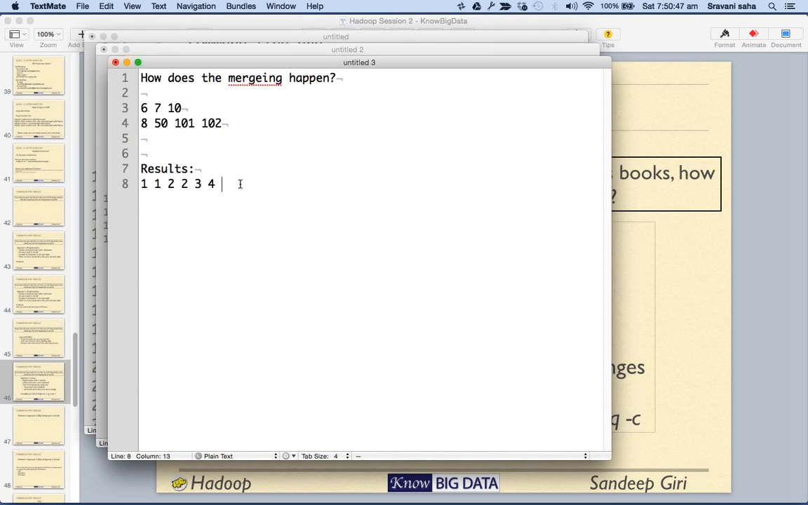Then we have 5. We have 6 as smallest, then we have 7 and 8. We have 7, and then we compare again, we have 8, and then we have 10 as smallest, and then we have the rest of it. All right. Now this is the right way of merging the data. You would notice that at a time, we only had to compare the smallest of all these data sets.